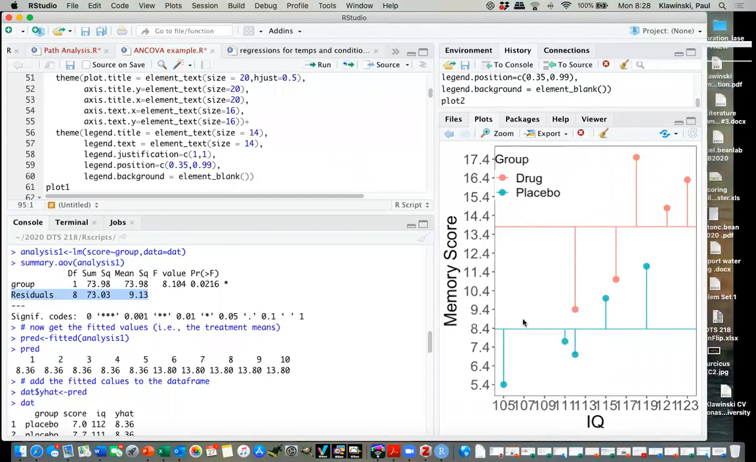So drug and placebo define some of the variation in the overall data set. But within drug, there's a lot of unexplained variation. Within placebo, there is a lot of unexplained variation. Some of that unexplained variation, though, is explainable because memory score is correlated with IQ. Wouldn't it be nice if we could remove that unexplained variation and explain it? Take it out of the residual variation category and put it into something like a category for regression. And that's what analysis of covariance is attempting to do.